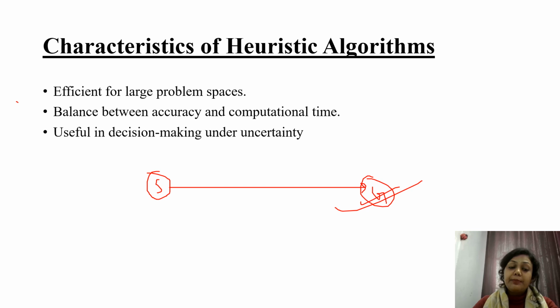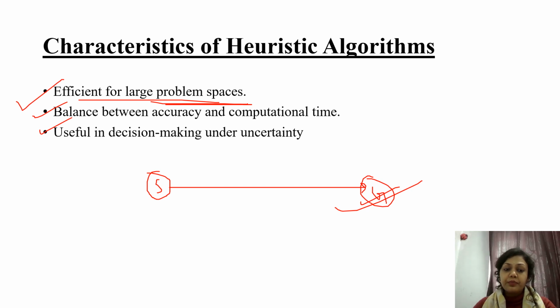Okay. Now, the better the heuristic value, the more efficient our search will be. It will be efficient for large problem spaces. Suppose we are given a very big graph and we have to calculate the heuristic value or heuristic function from the starting to the goal node. What we will do? We will use the heuristic function formula. It also maintains the balance between accuracy and computational time. Now, it is useful in decision making under uncertainty.